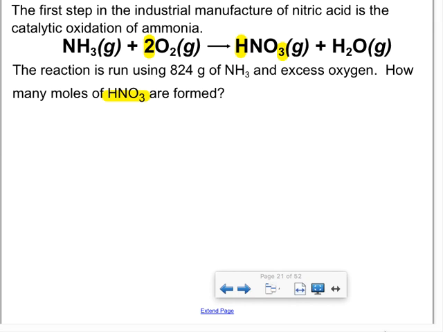Okay, so the first step in the industrial manufacture of nitric acid is the catalytic oxidation of ammonia, which is NH3 plus oxygen yields, there's that nitric acid, HNO3, plus water. The reaction is run using 824 grams of NH3 and excess oxygen. How many moles of HNO3 are formed? So first off, let's just make sure this is balanced. I got 1 nitrogen on each side. I have 3 hydrogens on each side, and I have 4 oxygens on each side.